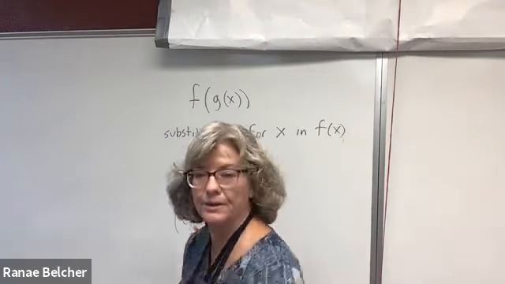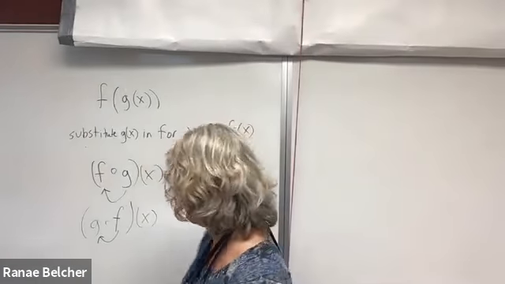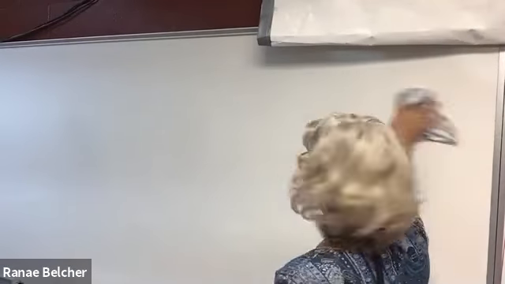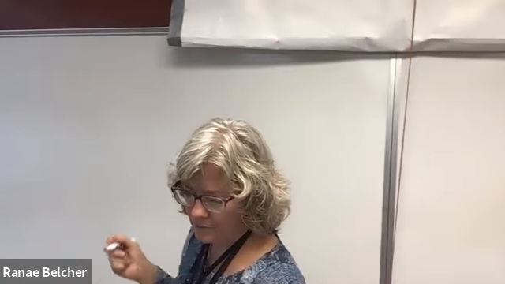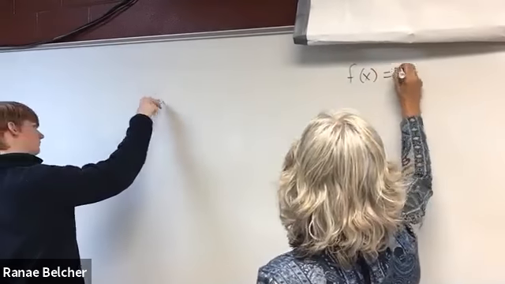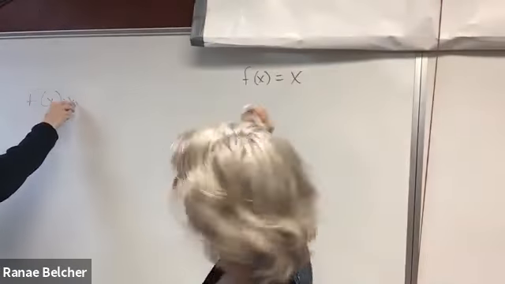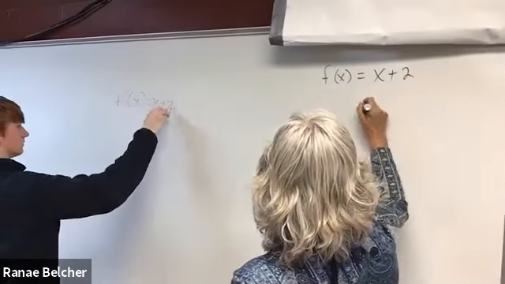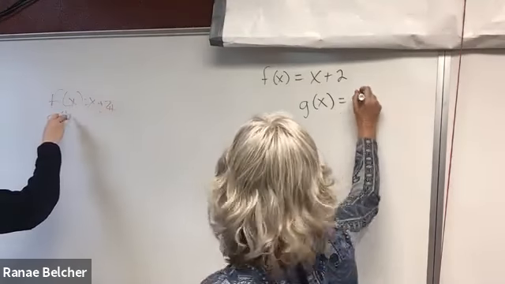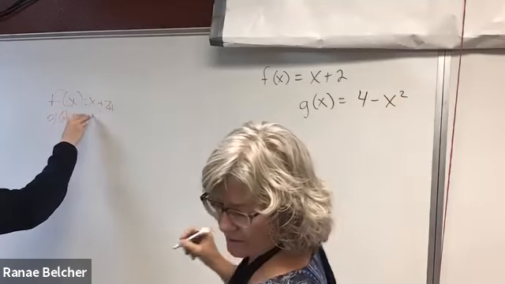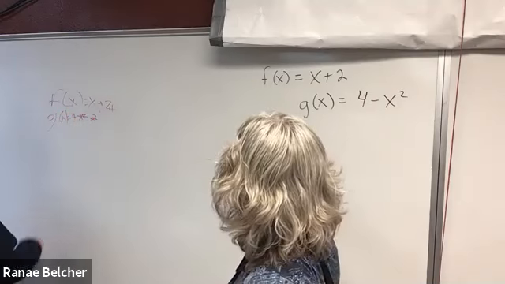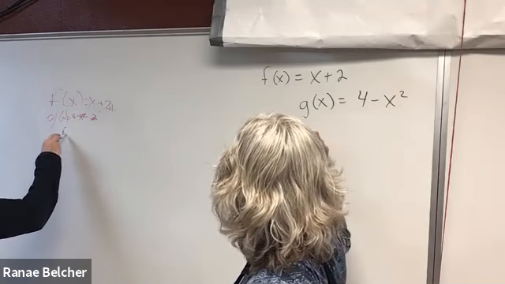Okay, y'all go up to the board. Got any examples already? And write down f of x equals x plus 2, and g of x equals 4 minus x squared. So for A, I want you to find f composed g, FOG of x.